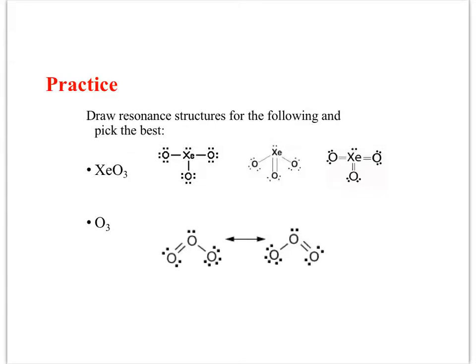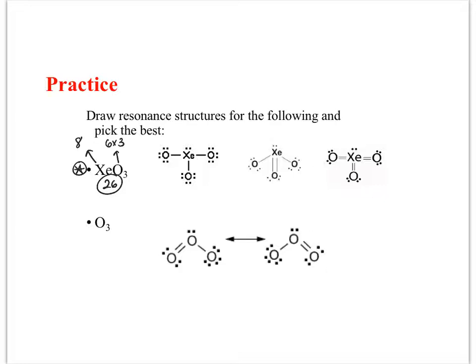So this xenon trioxide one, right? Looking at the valence electrons here, xenon has 8, each oxygen has 6, times 3 is 18. So 18 plus 8 is 26 electrons in our picture. Now xenon is a large noble gas. It can expand its octet. So there are different possible structures for this molecule. There are 3 presented here. They all have 26 electrons in them.